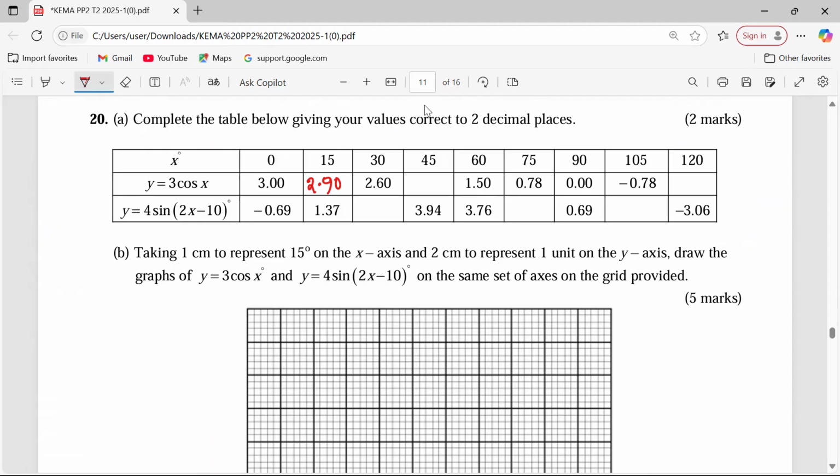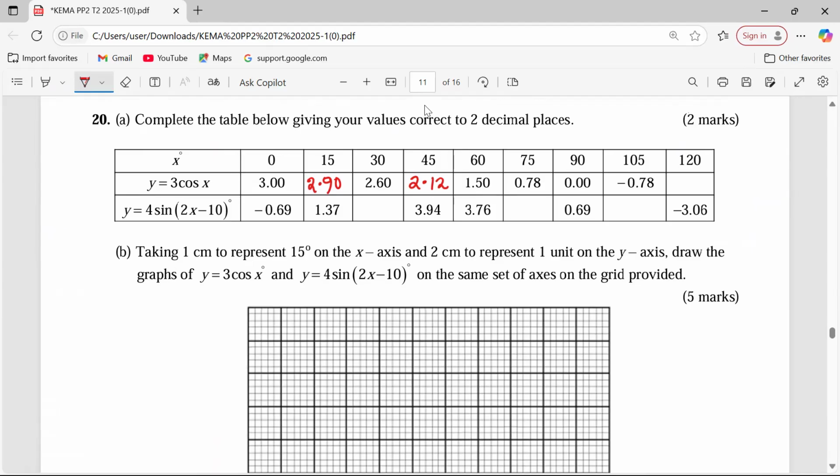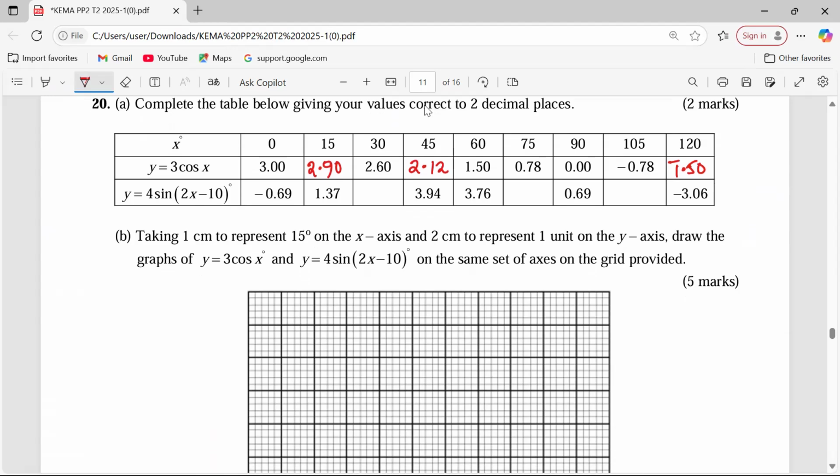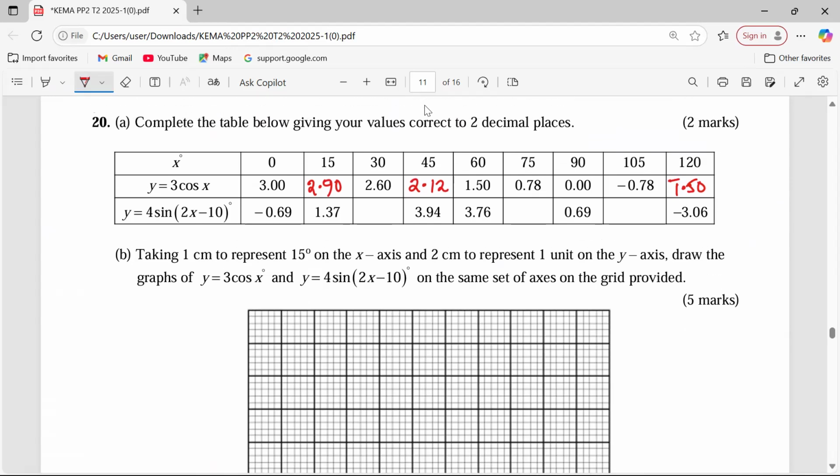The next gap is at 45. So 3 cosine of 45 gives us 2.12. Then the last gap at 120, 3 cosine of 120. Now this gives us negative 1.5. So it should be negative 1.50 that way, so that we ensure the accuracy of 2 decimal places.